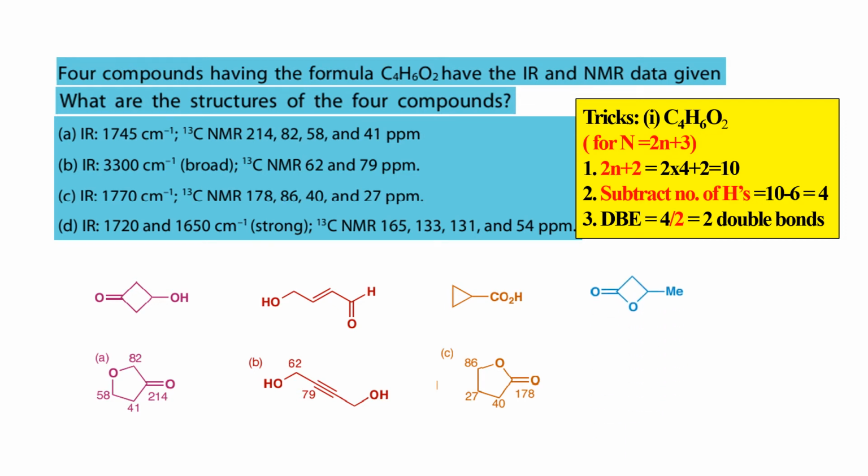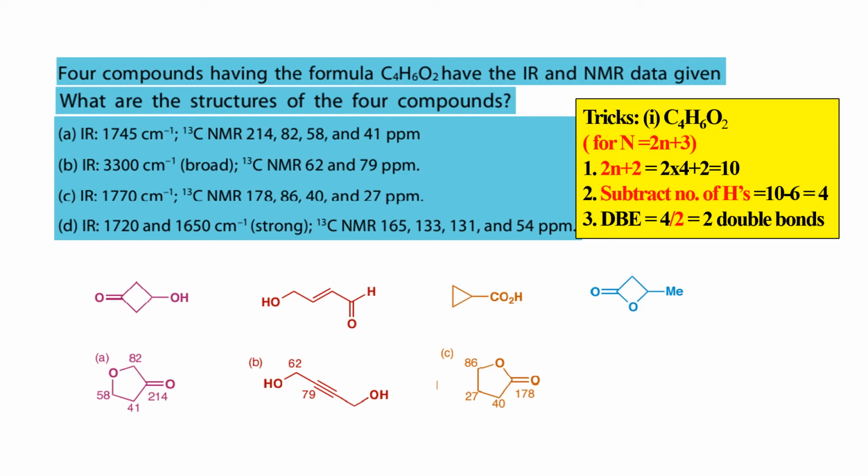And for the last one, we can try in this way. This is also 1720 and 1650 centimeter inverse, strong. Okay, these two show that one is a C double bond O, another one is a C double bond C, okay, alkene group. This also confirms it. See, 130, 133 shows an alkene group is there. This shows C double bond O is there. So this is 54. This is away from that.